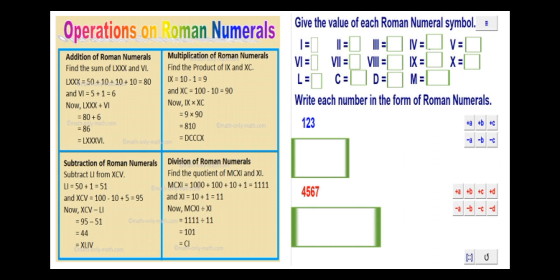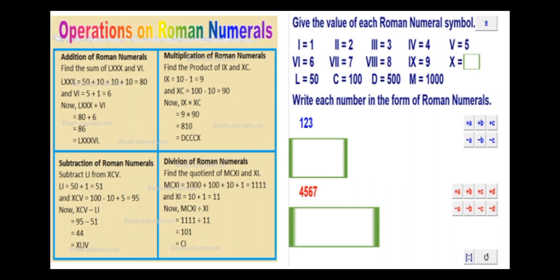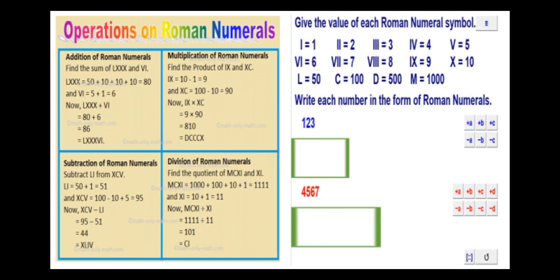Give the value of each Roman numeral symbol. I is 1, VI is equal to 6, L is equal to 50, II is equal to 2, VII is equal to 7, C is equal to 100, III is equal to 3, VIII is equal to 8, D is equal to 500, IV is equal to 4, IX is equal to 9, M is equal to 1000, V is equal to 5, X is equal to 10.